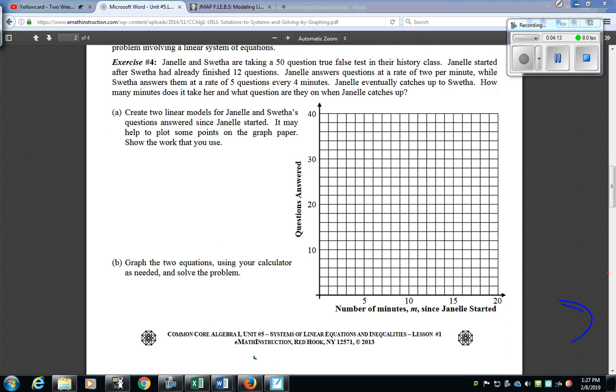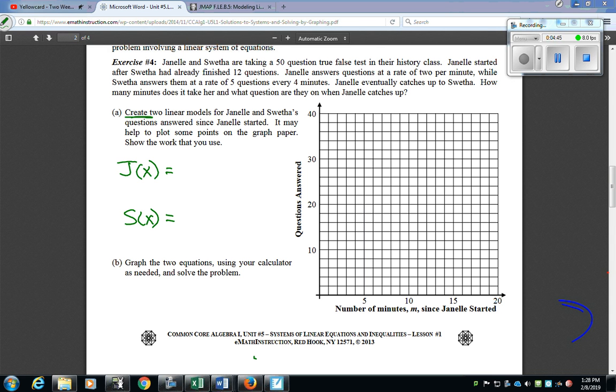And this one's a word problem. This is more familiar to a 4 or 6 point question on the test. They want us to create, one of those command words, create 2 linear models for Janelle and Swetha. So we have to make an equation for Janelle and Swetha based on the test that they're doing. So I'm going to call them J of x and S of x for their names. Again, these are linear functions, so we're looking for a starting value and the rate of change.